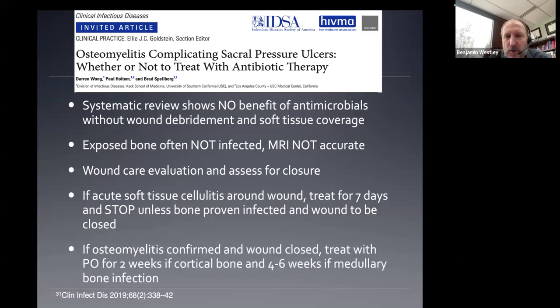If osteomyelitis is confirmed and the wound's closed, this review suggests that treatment for 2 weeks with oral therapy if there's cortical bone involved, and 4 to 6 weeks if there's medullary bone involved is recommended. And that's based on the pathology at the time of surgical wound preparation for closure.